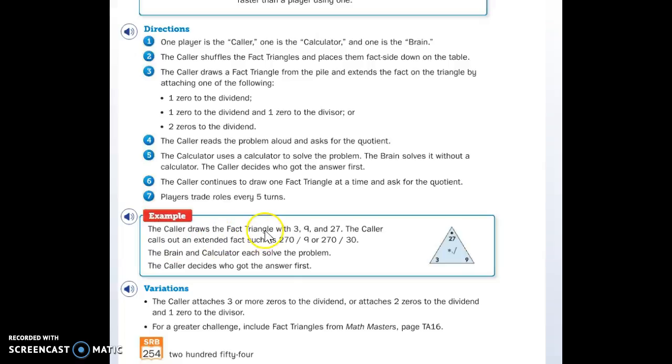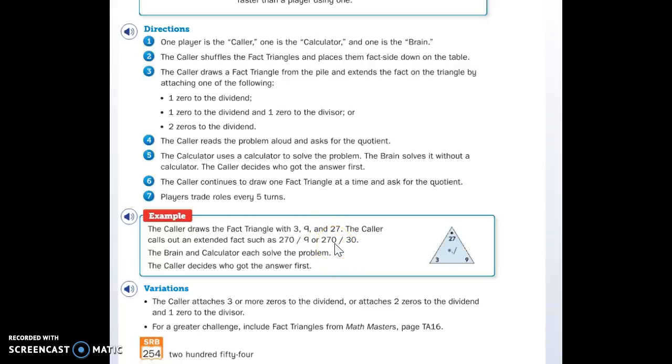Let's say I'm the caller and I pull the fact triangle card 3, 9, and 27. Now I'm not going to show that to the other people. I'm going to adjust those numbers to make a new fact problem. So I might say I'm going to add a 0 to the dividend. So instead of 27 divided by 9, I'm going to call out 270 divided by 9. And I'm going to wait for an answer. At that time the brain and the calculator are solving that problem, ready to call it out.